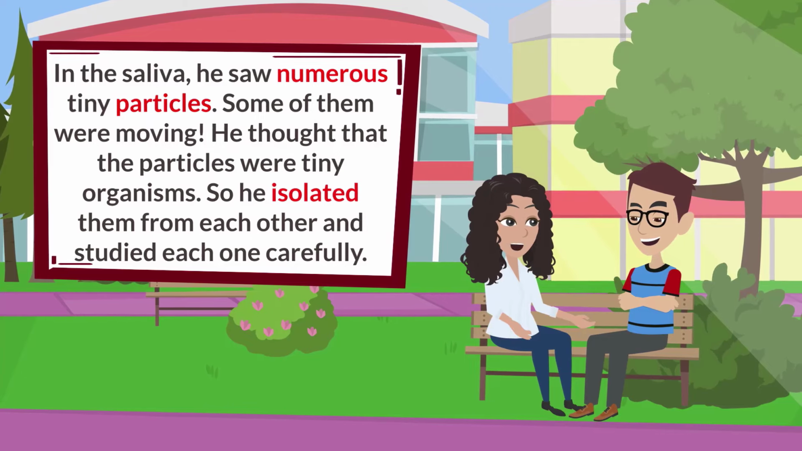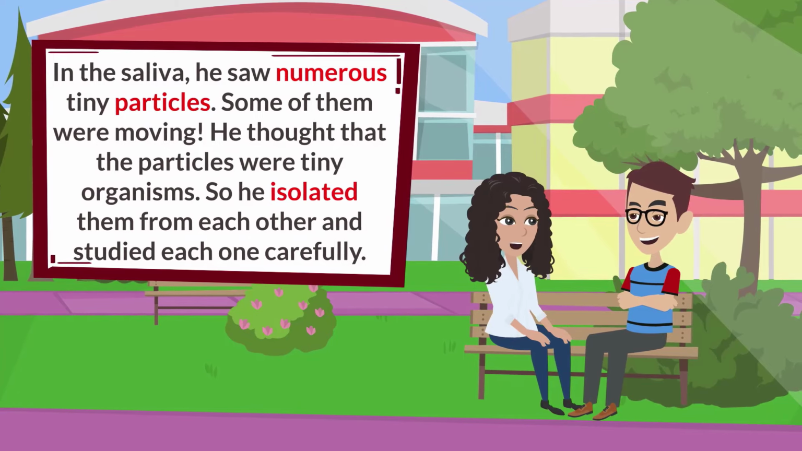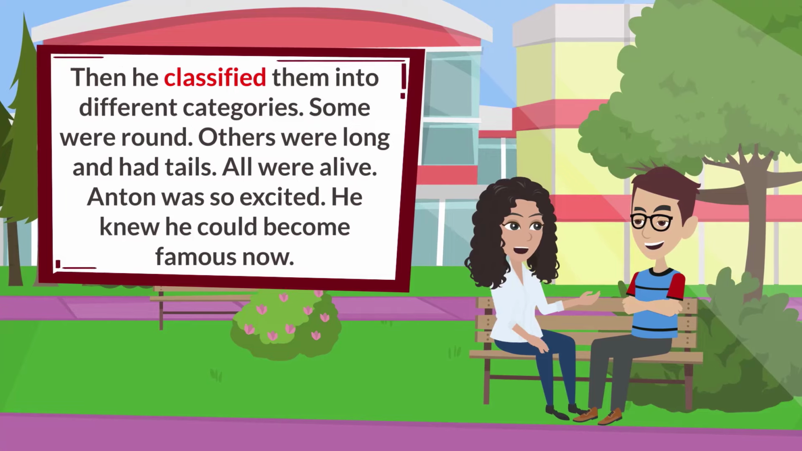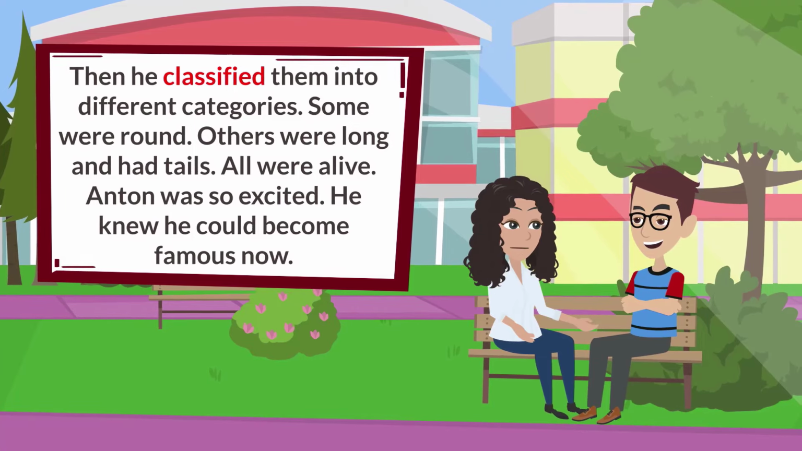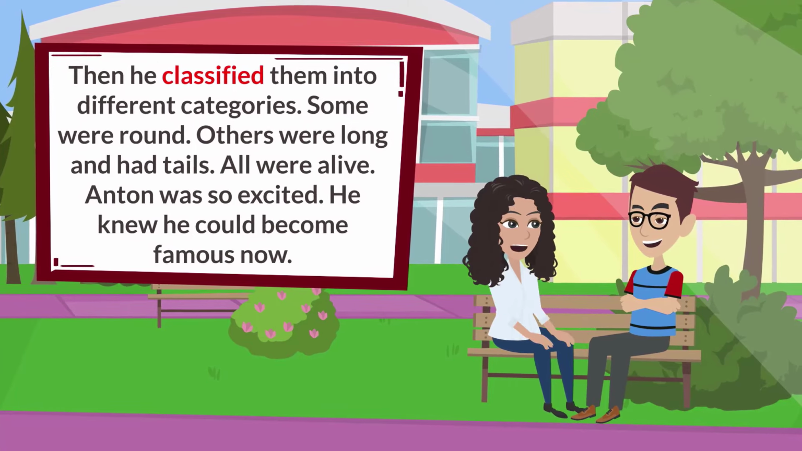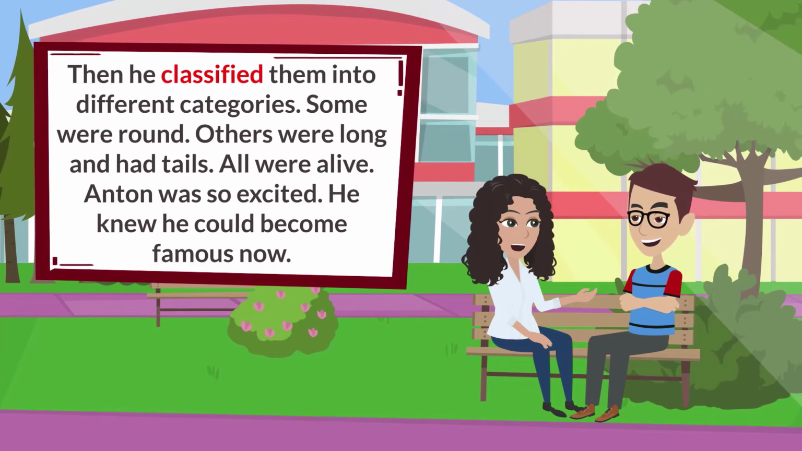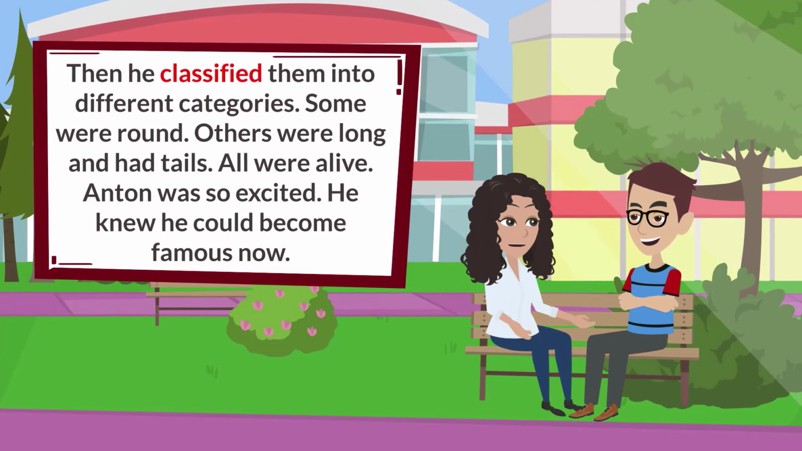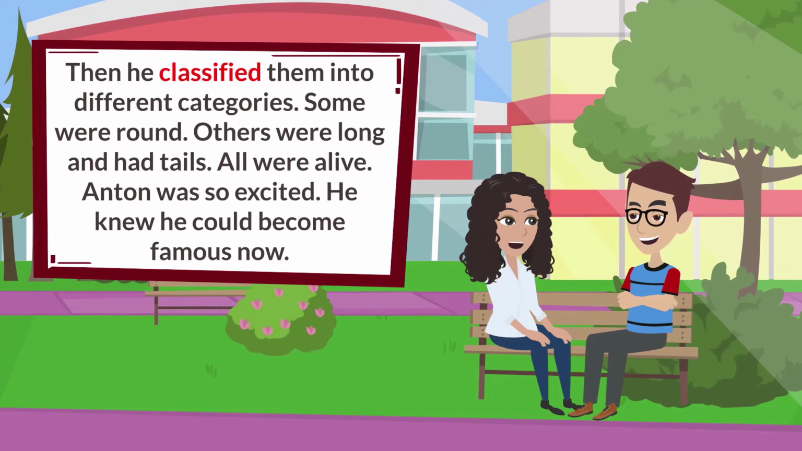So he isolated them from each other and studied each one carefully. Then he classified them into different categories. Some were round, others were long and had tails. All were alive. Anton was so excited. He knew he could become famous now.